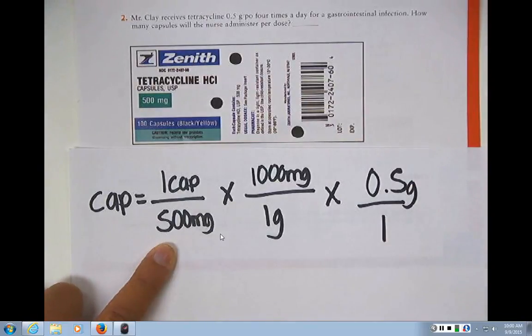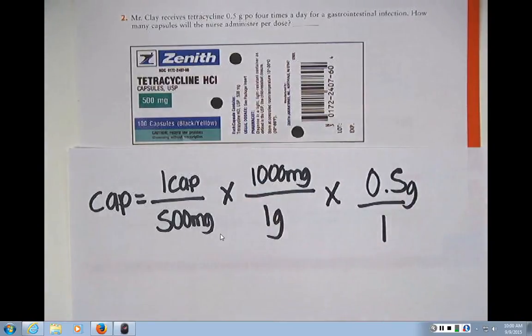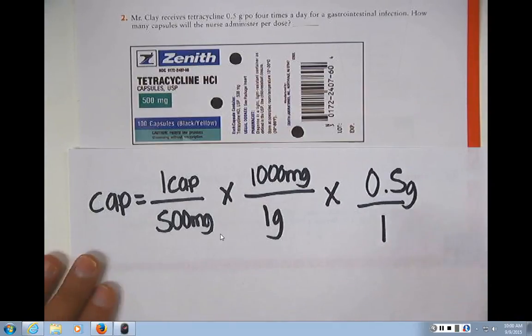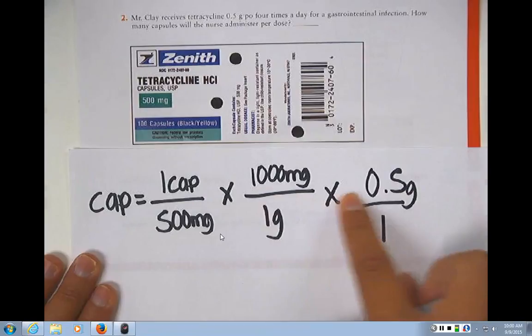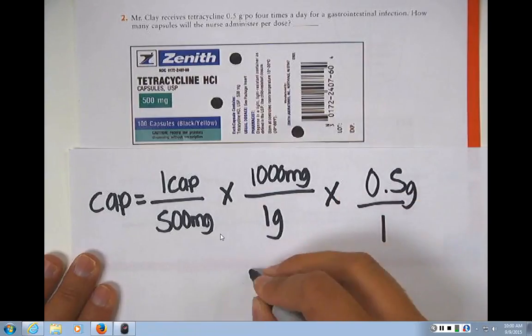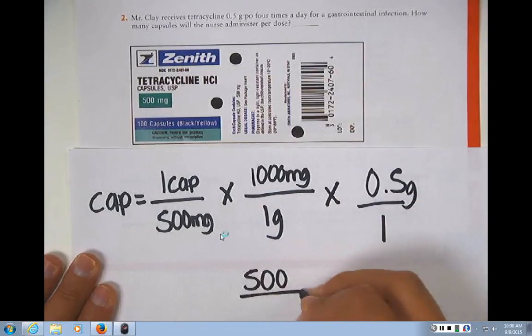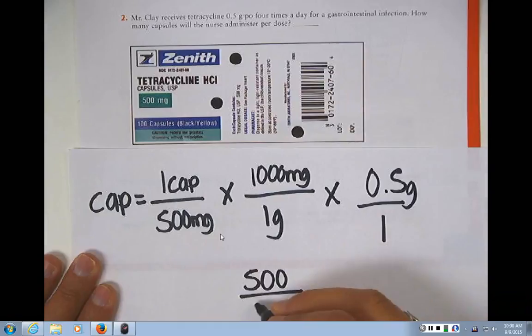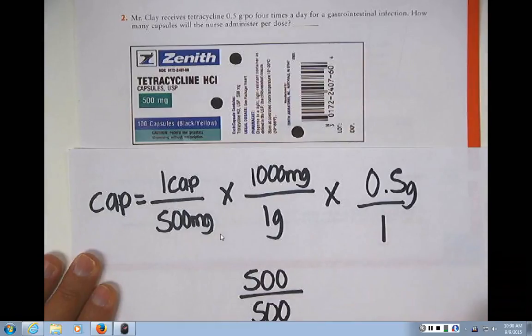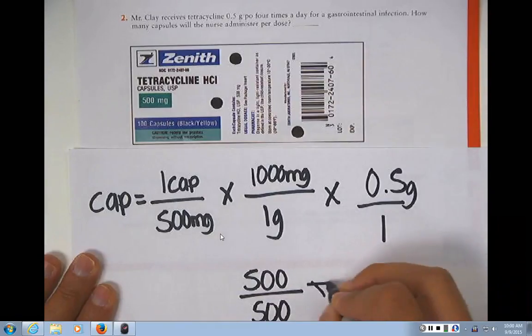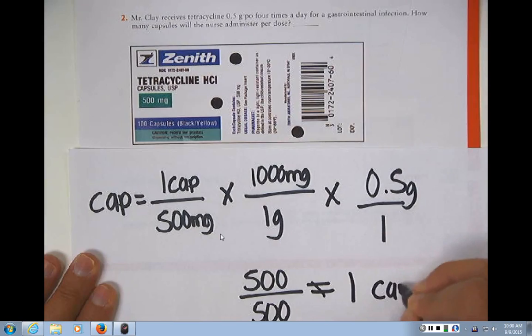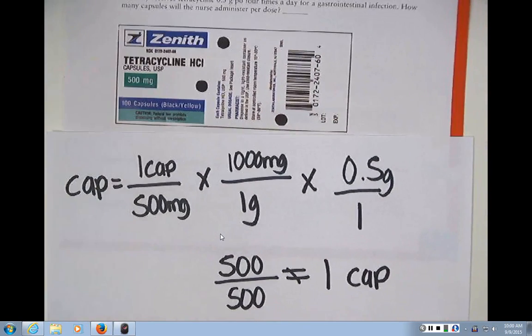And now I just multiply straight across. So I know that 1,000 times 0.5, I think it's 500 times... Oh, whoops. Yes, it's 500. So multiply across, 1,000 times 0.5 is 500. 500 times 1 is 500. Divide 500 by 500 and it's 1. 1 capsule. So again, very simple.